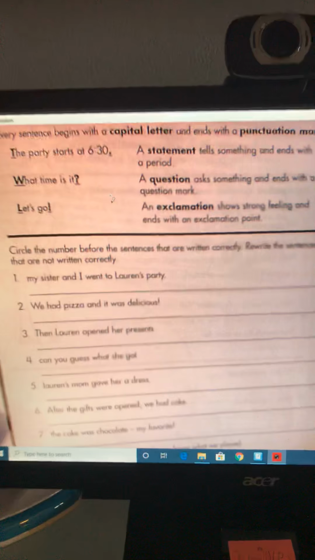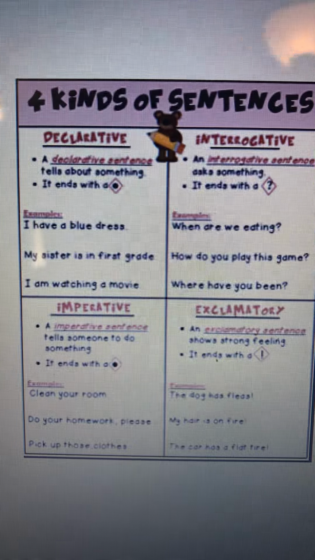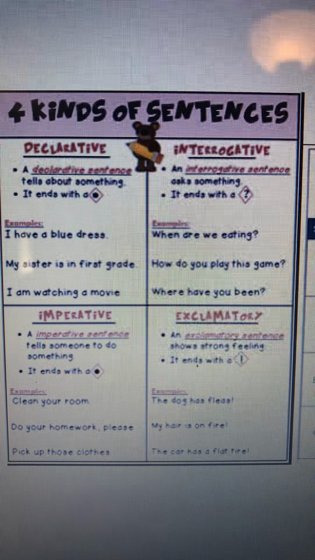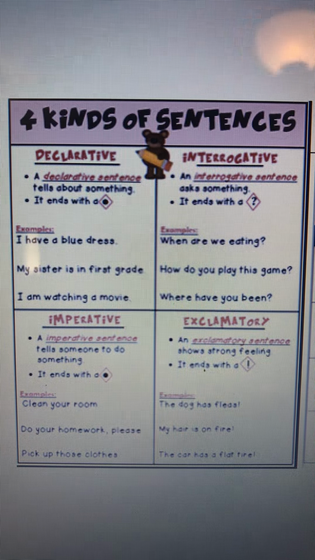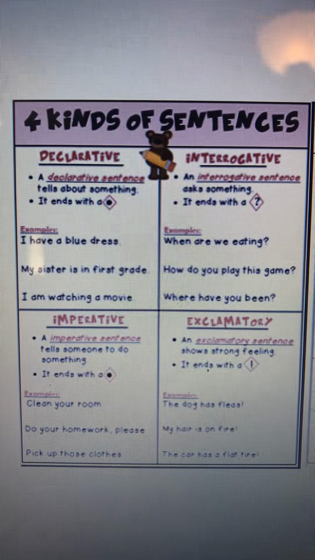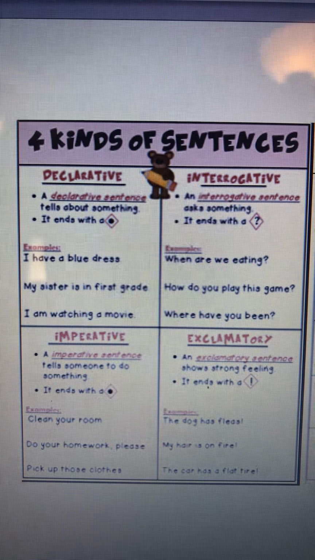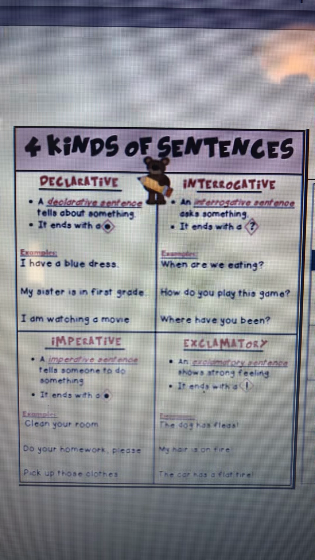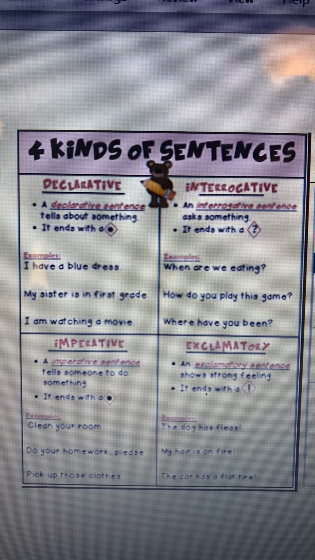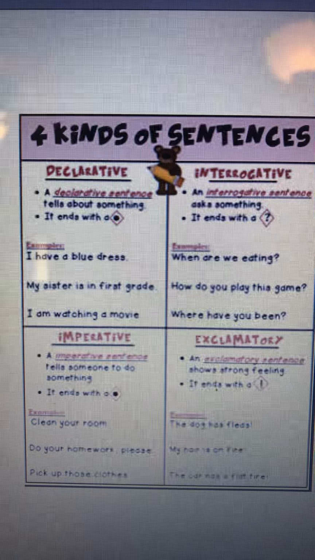Okay, so I'm going to move over here to my other computer. And I'm going to show you this, because I know these are the words that you guys have been using this year. Okay, so you have declarative. Declarative tells about something and it ends with a period. Okay, that would be the exact same thing as a statement. Examples: I have a blue dress. I'm telling you something. Okay, my sister is in 1st grade. Again, I'm telling you something. So notice the period at the end.